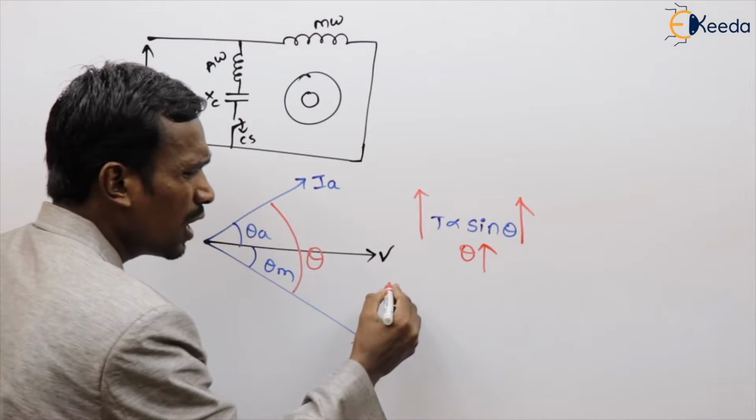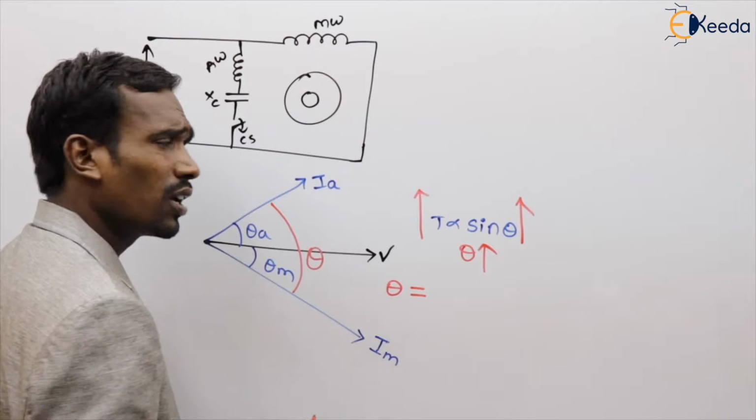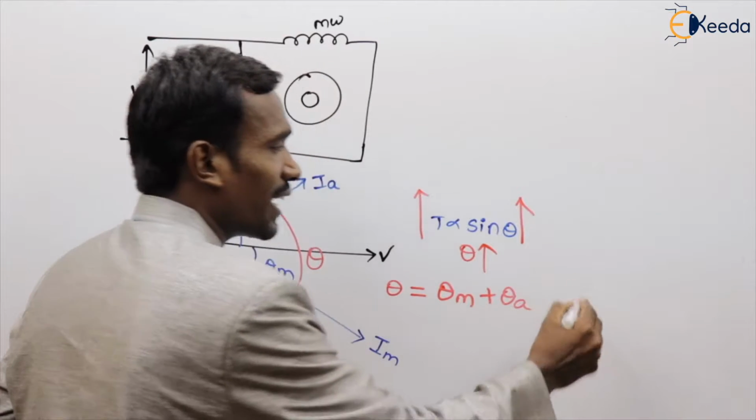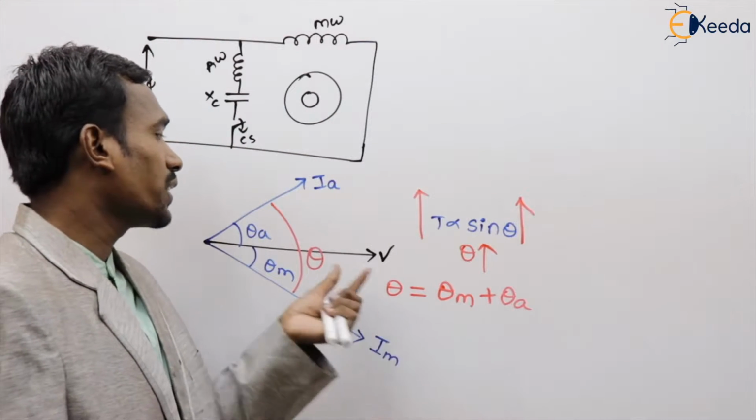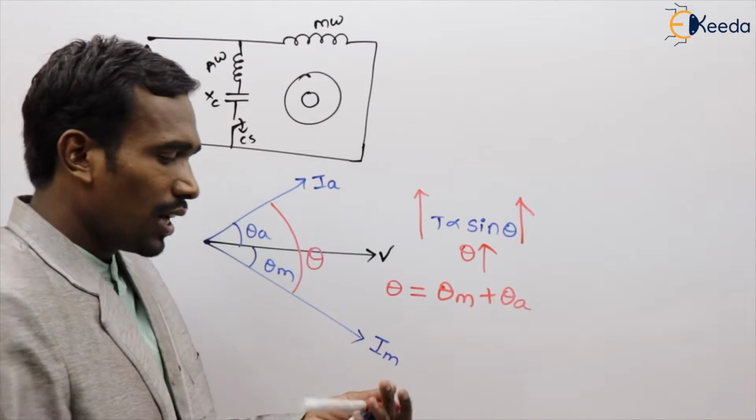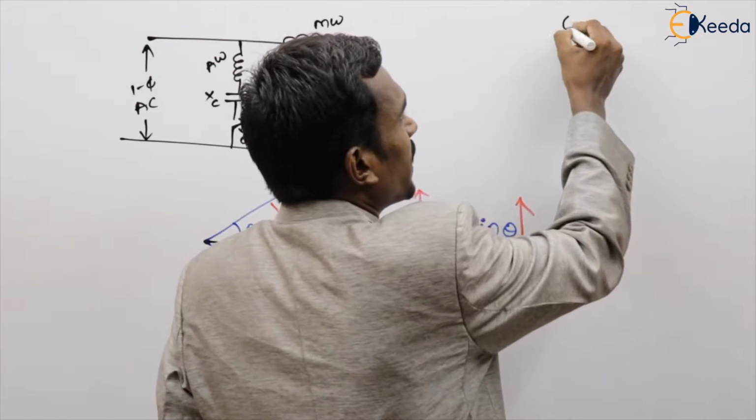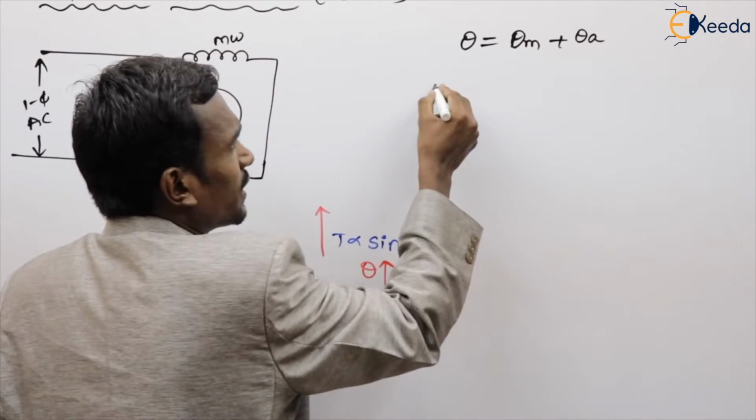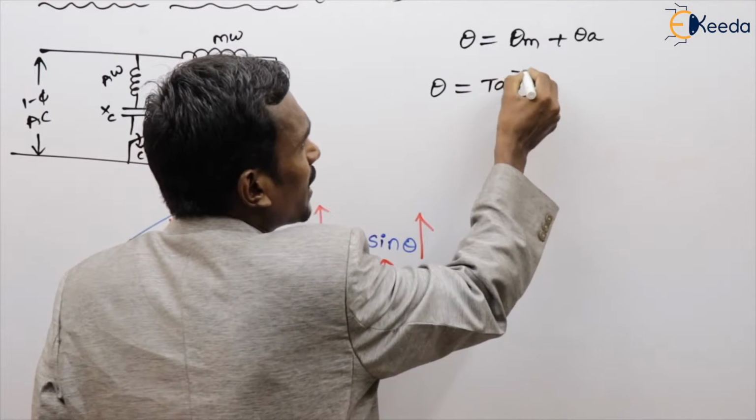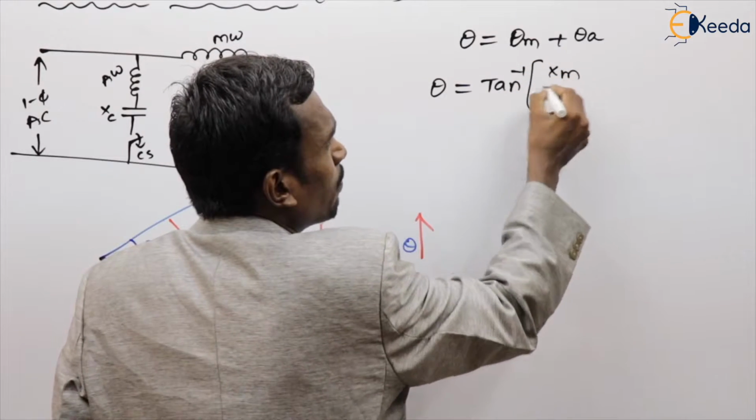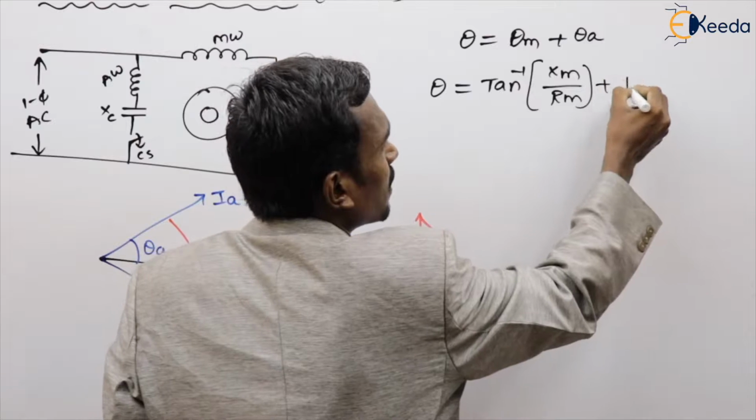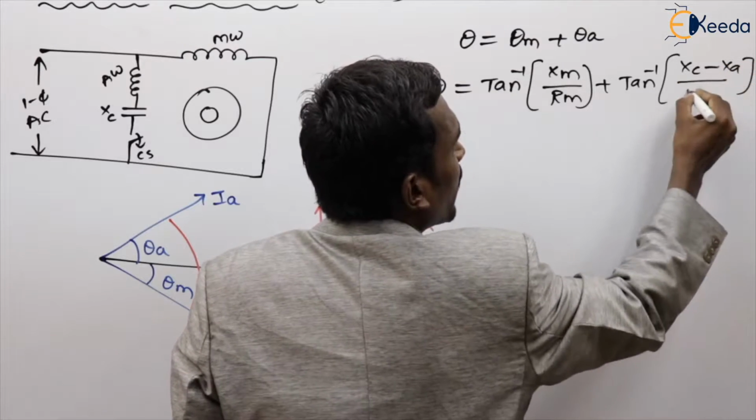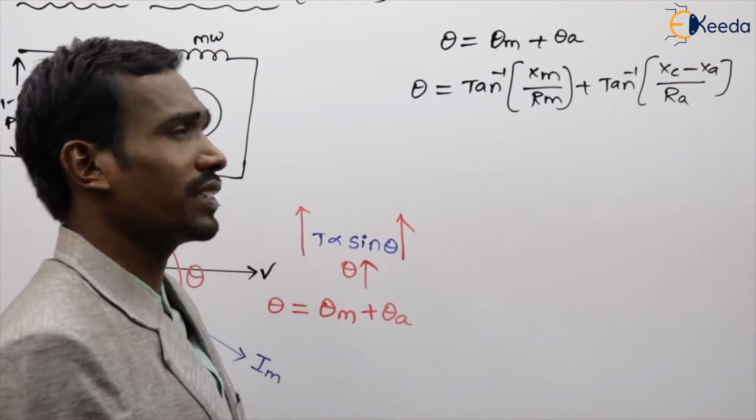Right. Now, theta is equal to theta M plus theta A. That is, theta is equal to tan inverse of Xm by Rm plus tan inverse of (Xc minus Xa) by Ra. This is my theta.